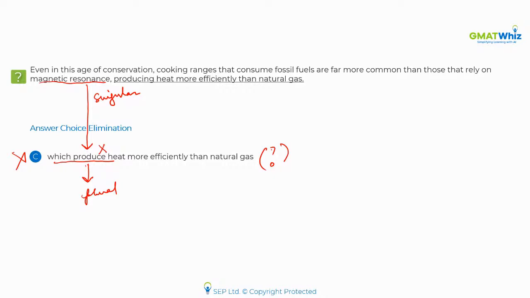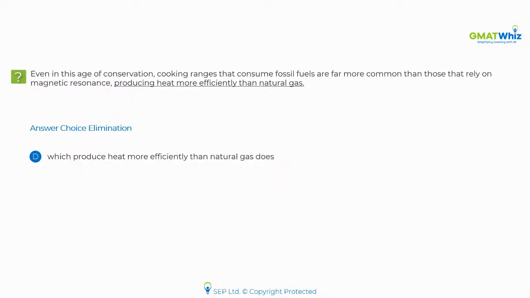This doesn't match here, and of course the verb is missing, which brings that ambiguity into play. So C is out. In D also the same issue is there. Which produce? This is singular, produce is plural, although this issue is corrected here. So because of this, D is out as well.